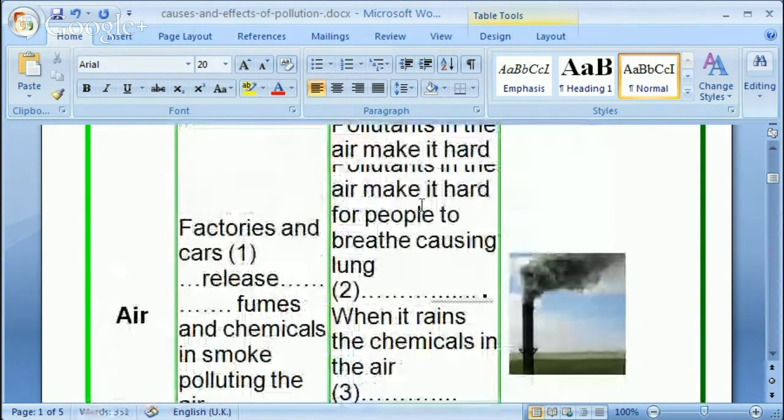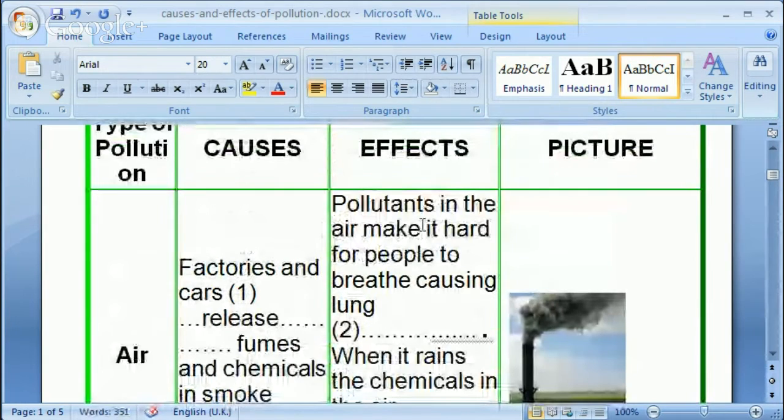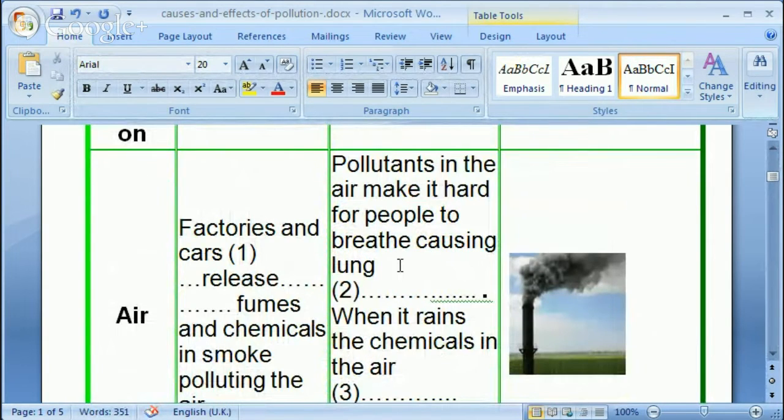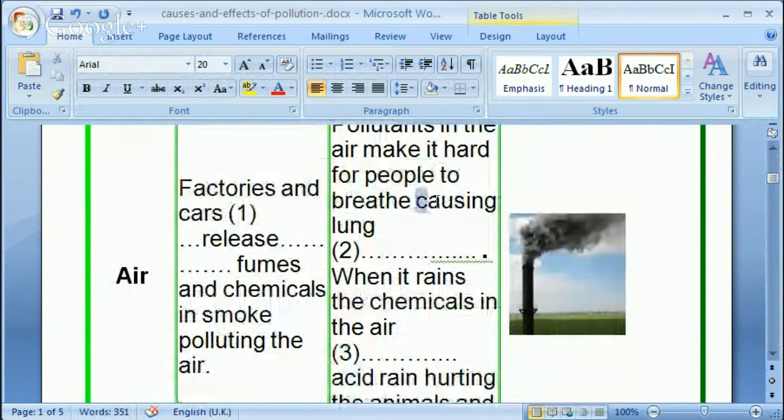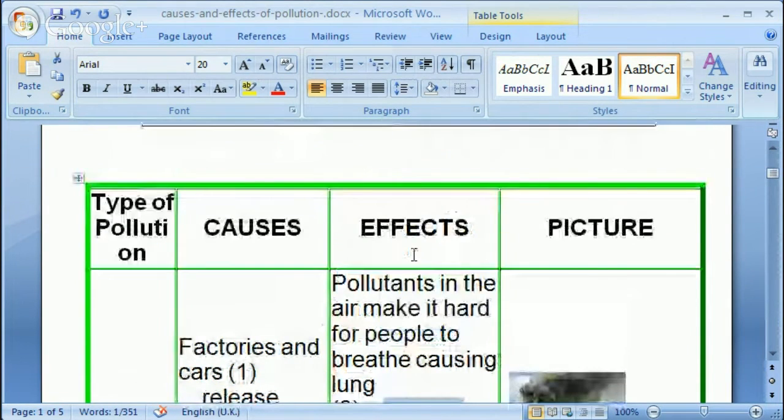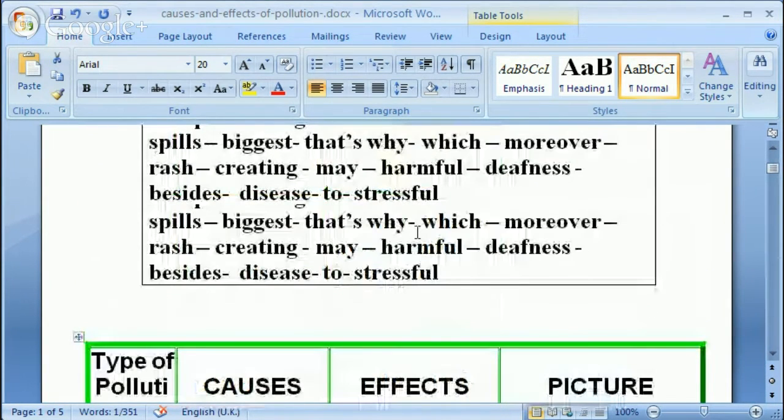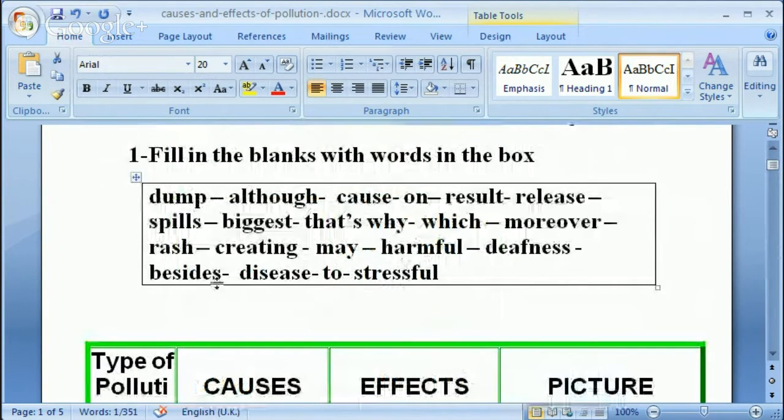So what is the effect of air pollution? Pollutants in the air make it hard for people to breathe, causing lung something. Here we have a verb, lung something. It would have to be a noun. Lung, probably acting as an adjective. What noun would fit in this blank? Lung what?